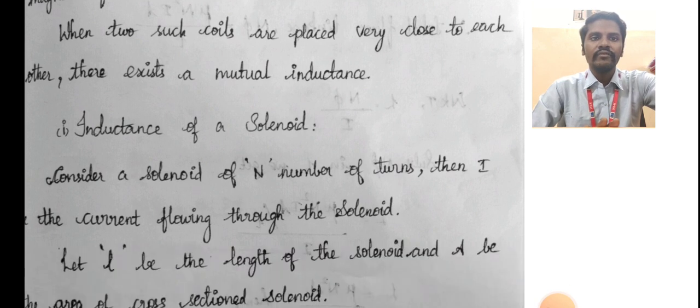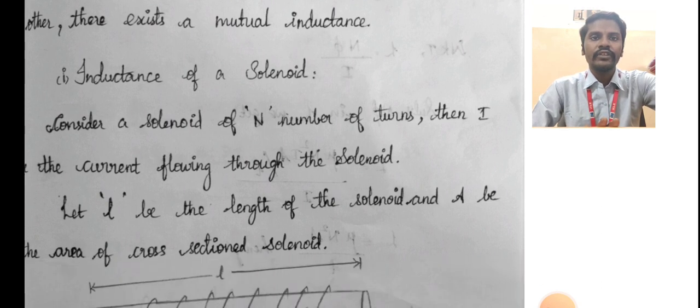First, we are going to derive the value for the inductance of a solenoid. The notation for inductance is L, and the formula is L is equal to N phi by I, where N represents the number of turns, phi is the flux, and I is the current.